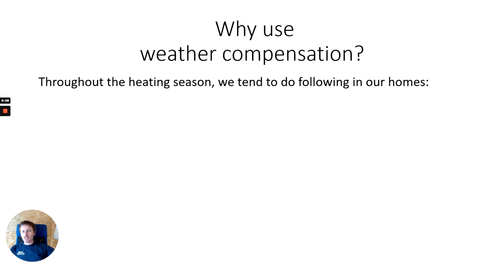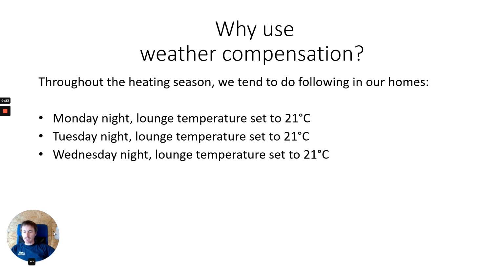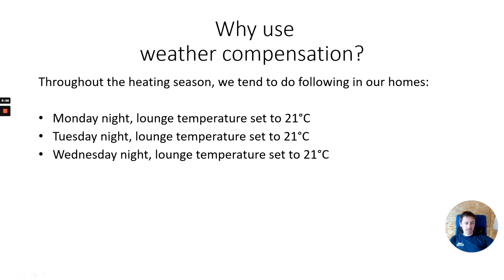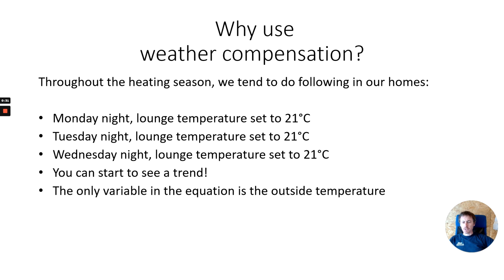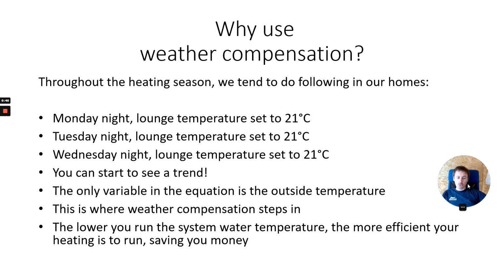So, why weather compensation? Throughout the heating season, we tend to do the following in our homes. Monday night, we set the lounge temperature to 21 degrees. Tuesday night, we set the lounge temperature to 21 degrees. Wednesday night, we set the lounge temperature to 21 degrees. You can start to see a trend. The only variable in the equation is the outside temperature. This is where weather compensation steps in. The lower you run the system water temperature, the more efficient your heating is to run, saving you money.